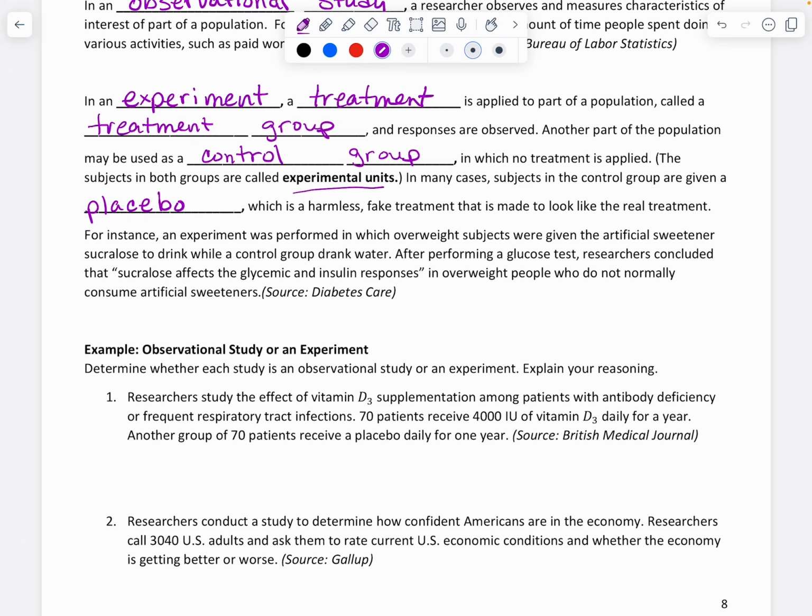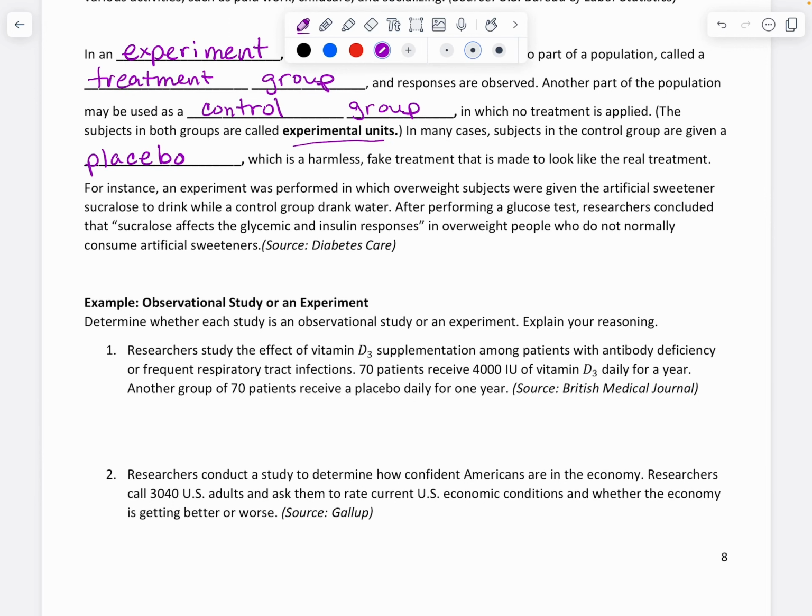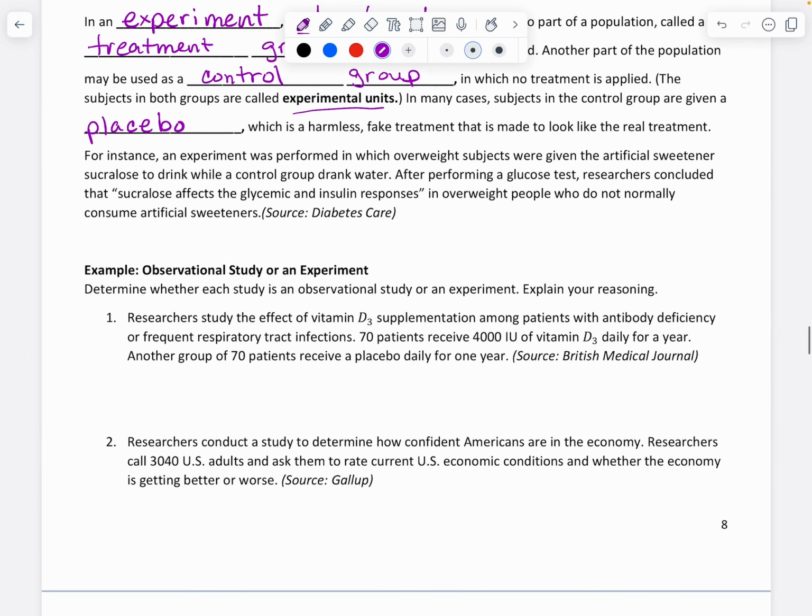So, for example, an experiment was performed in which overweight subjects were given the artificial sweetened sucralose to drink while a control group just drank water. After performing the glucose test, researchers concluded that the sucralose affects the glycemic and insulin responses in overweight people who do not normally consume artificial sweeteners. So that's how they know whether or not that sucralose affects overweight people differently. So there's a control group and an experimental group, and one is given the treatment and one is given a placebo.